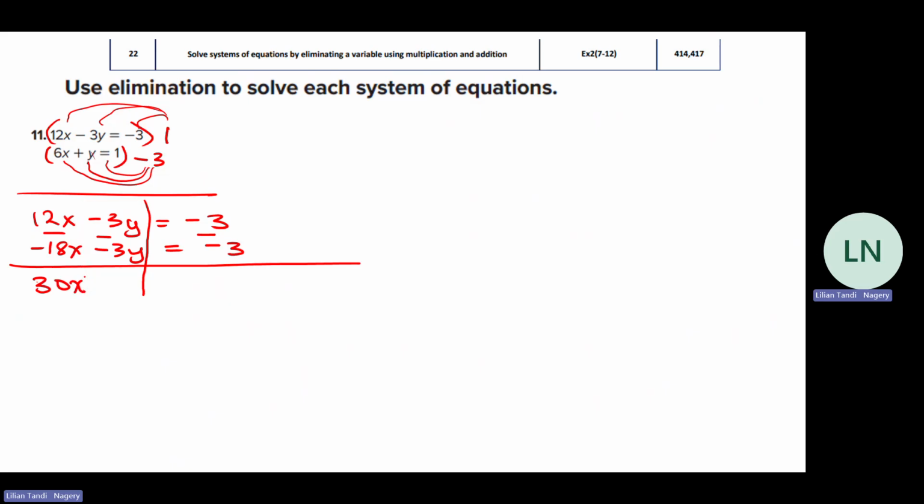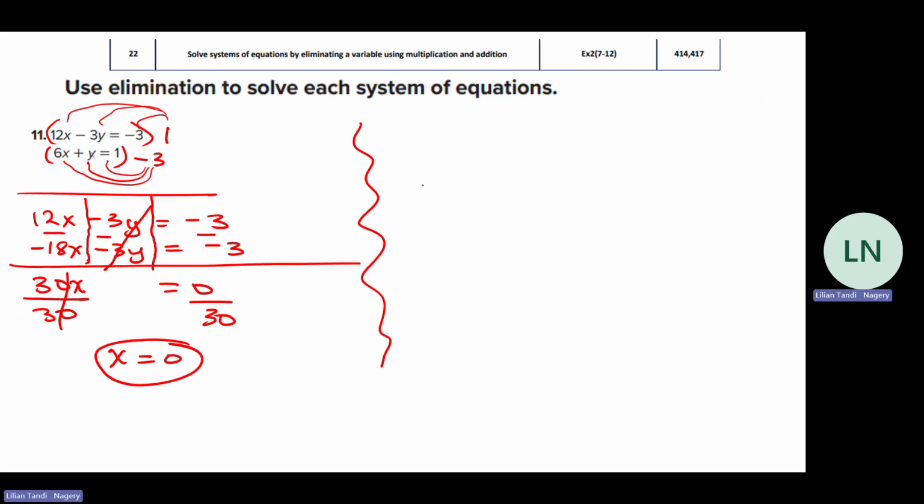X. Why is my house going beyond the border? This is 0. This is 0. Negative 3 plus 3. Yes, that's 0. Why am I second guessing myself? Divide by 30 on both sides. X is 0.